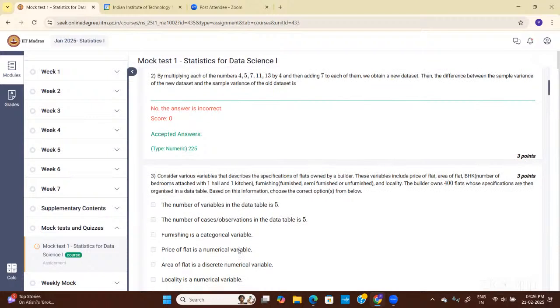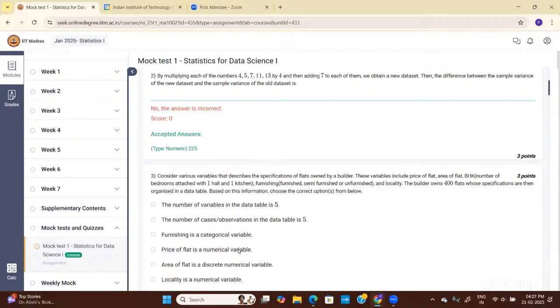Okay, next is area of flat is the discrete numerical variable. Incorrect, ma'am. Yeah, incorrect. Why? Because it may be in decimal values. It can take any value in the range, right? So area will be a continuous numerical variable and not discrete. And ma'am, area is a measurable quantity, not a countable number. Yes. So we measure the area and do not count it. That is also how you can know that it's a continuous numerical variable.